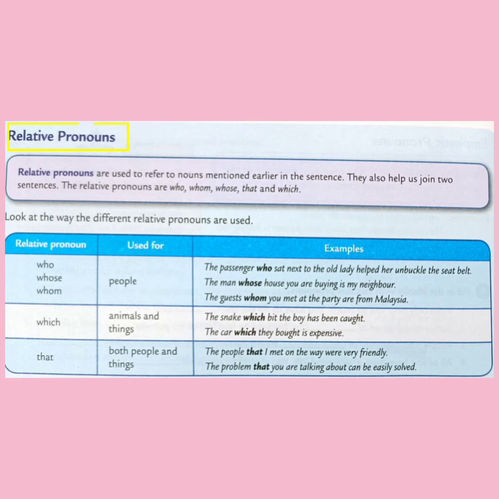Next, we have relative pronouns. Relative pronouns are used to refer to nouns mentioned earlier in a sentence. They also help us join two sentences. The relative pronouns are who, whom, whose, that, and which. Let us look at the table and see the way the different relative pronouns are used.